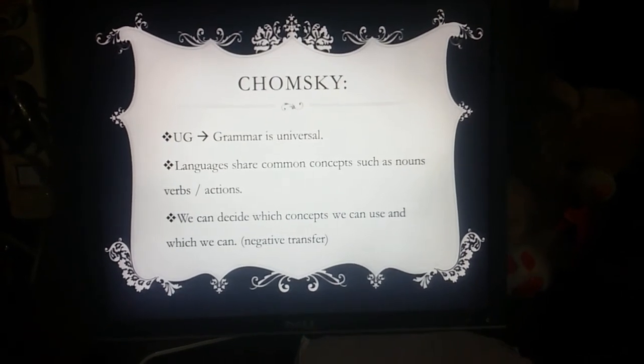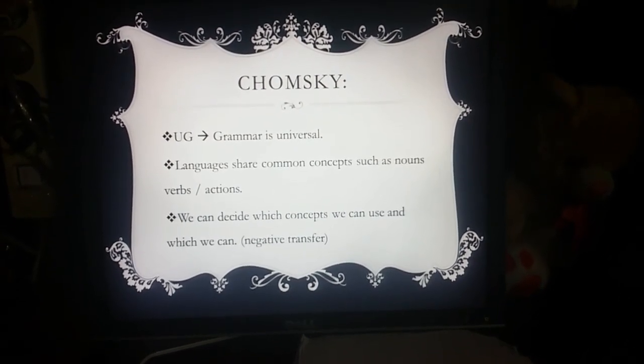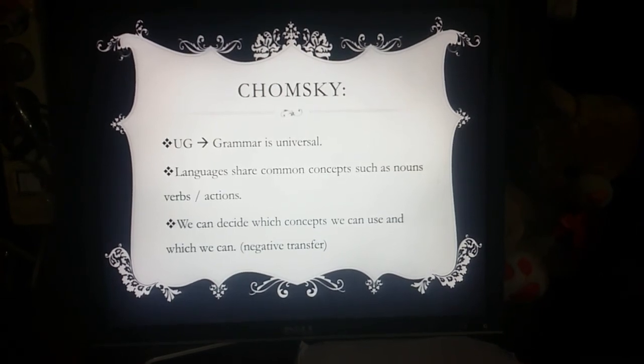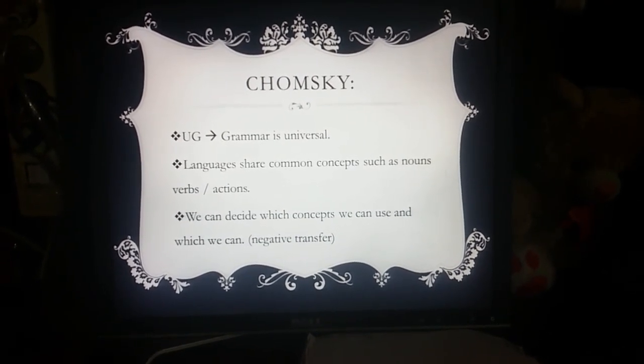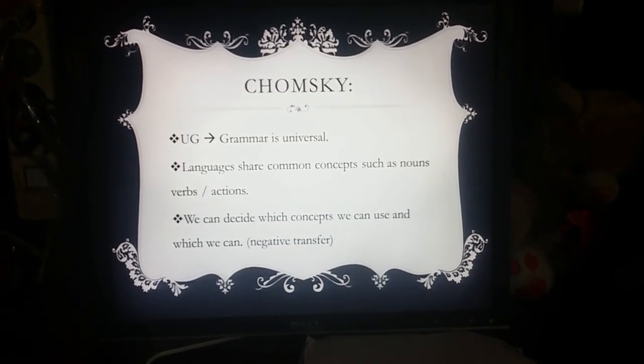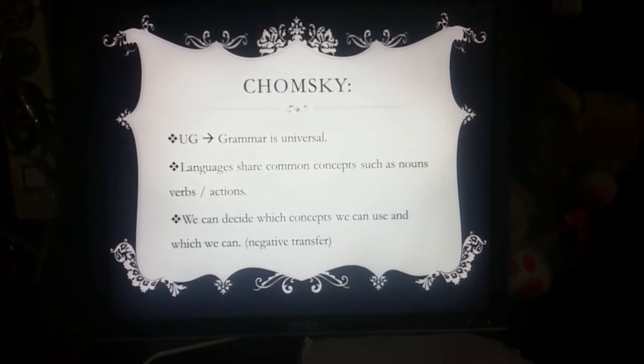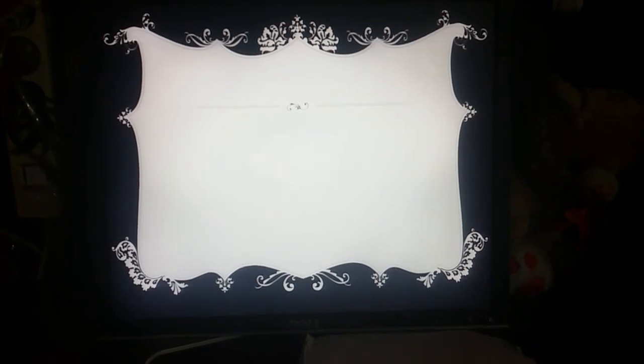So, for example, a native speaker of a language can decide which concepts he has in his brain, or in his LAD or UG, he can use in acquiring a second language, and this makes languages universal. And that's it.